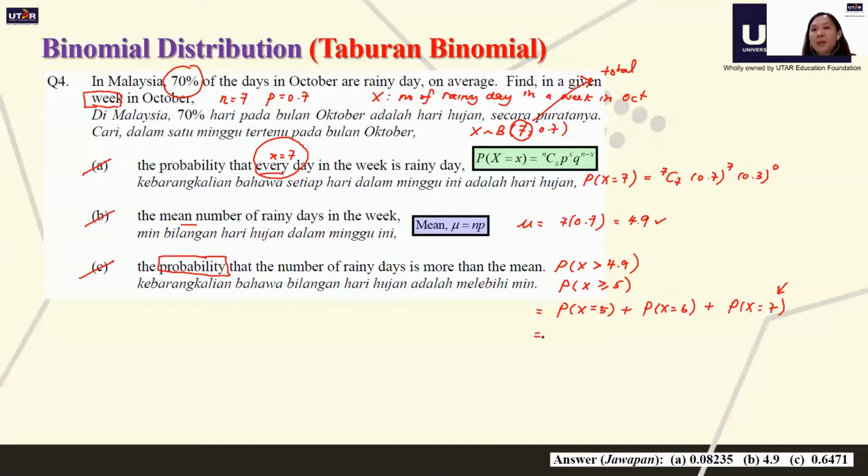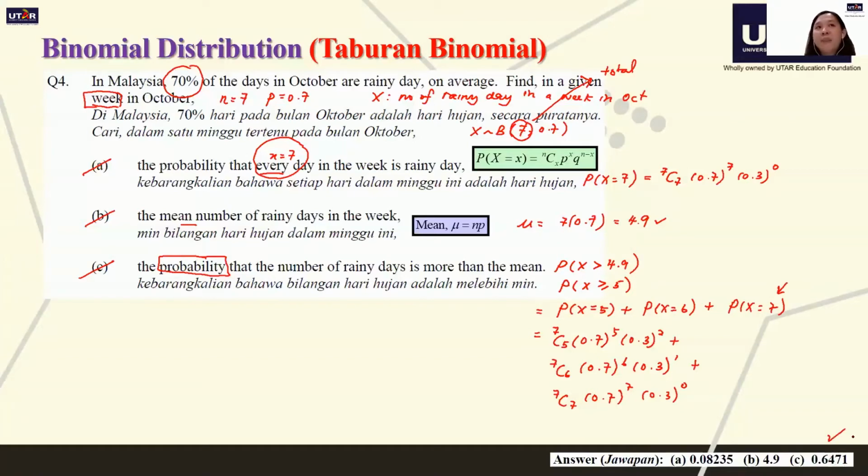So by using the probability formula one more time, we have 7C5 times 0.7 to the power of 5 times 0.3 to the power of 2, then 7C6 times 0.7 to the power of 6 times 0.3 to the power of 1, then the last one, 7C7 times 0.7 to the power of 7 times 0.3 to the power of 0. We add these three together to get the final answer.